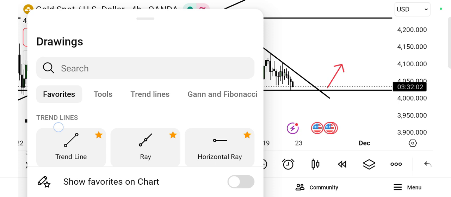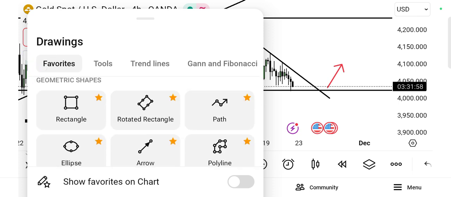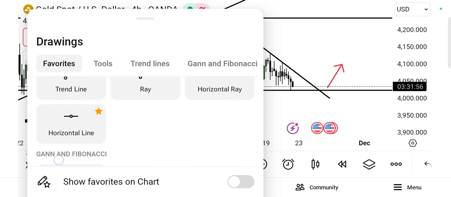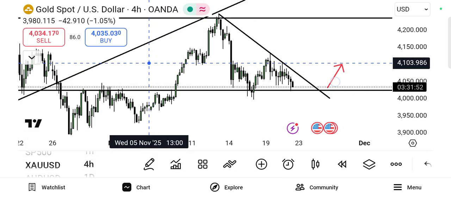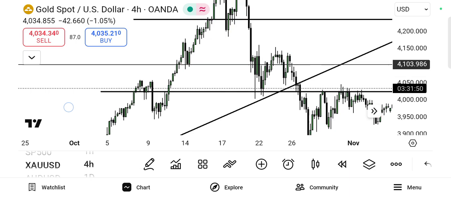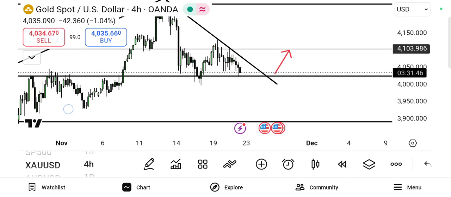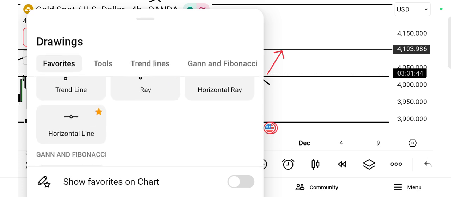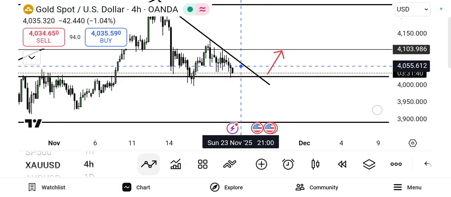But something came to my mind also, that there's also a bad boy. When I say a bad boy, I mean something like an obstacle that may stop it from going up. That is this little zone here. You see that little zone there has been tested severally. So that little zone may stop the market from going higher. But still, I will still be expecting a push to the upside.